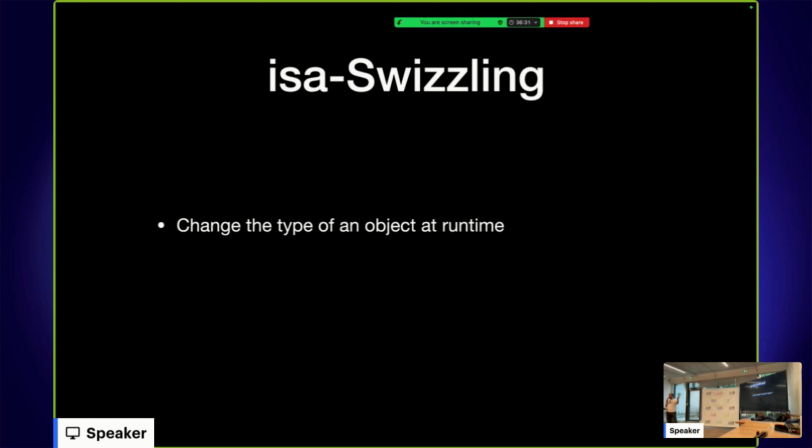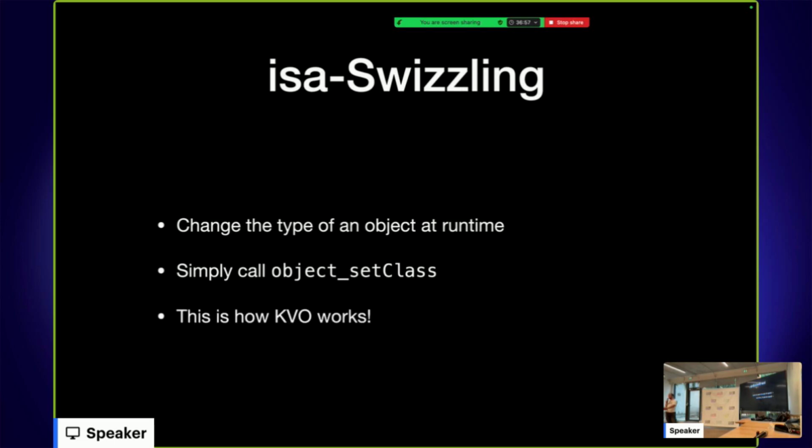I have my vehicle, which is a car, and I just say, now you're a bike, and at the end of it. So of course, in order for that to work, there are some limitations, like for instance, the memory layout must be the same. There must not be more variables, etc. But basically, it's very simple. You just call object set class, and you're done with it. And this is actually how KVO works.